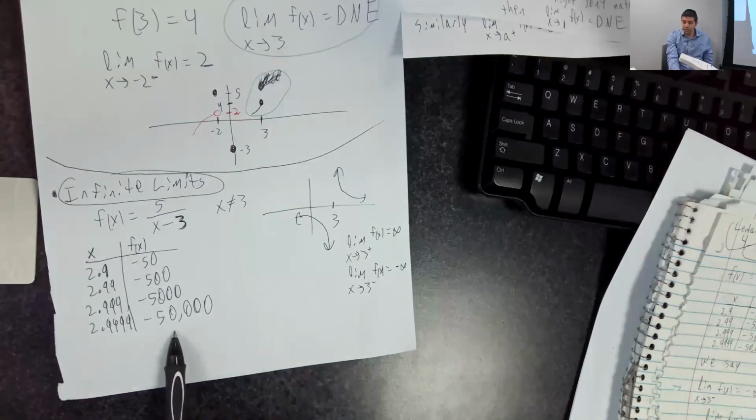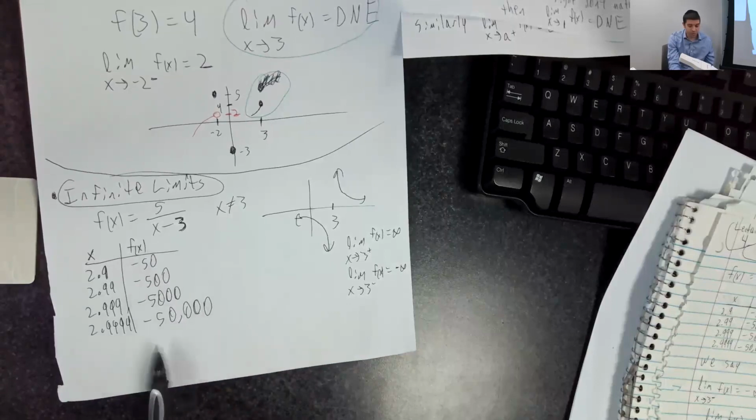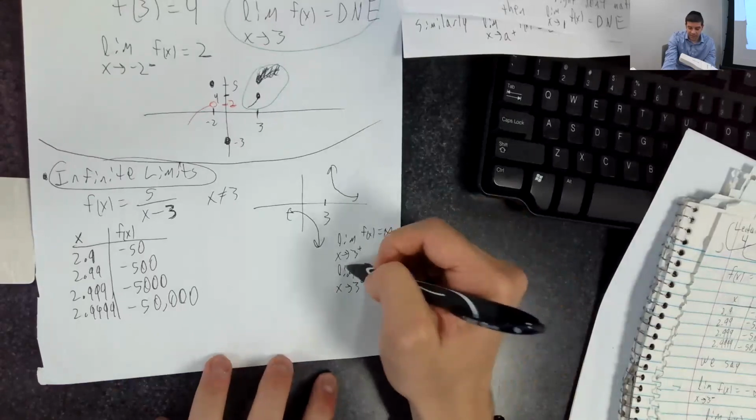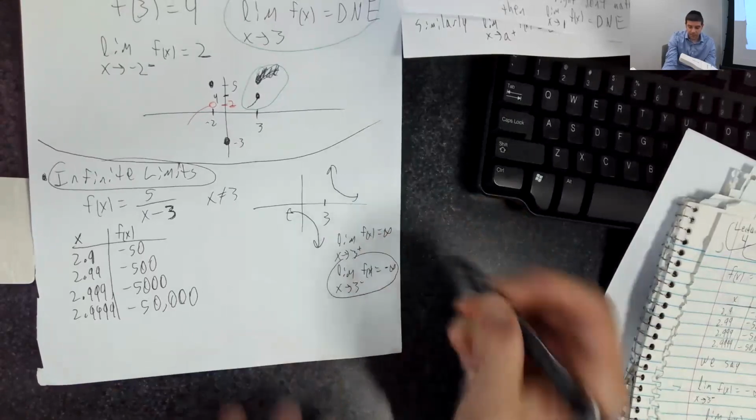What are the y values doing as x goes to 3 from the left? What's the pattern of y values? They reach infinity, right? They're going to negative infinity. So it's exactly this thing. Two ways to see it.